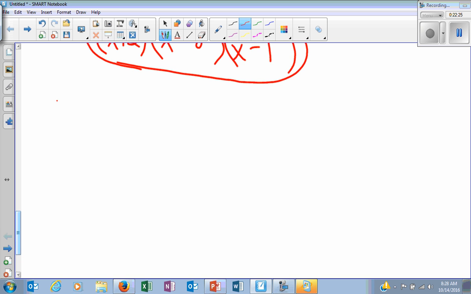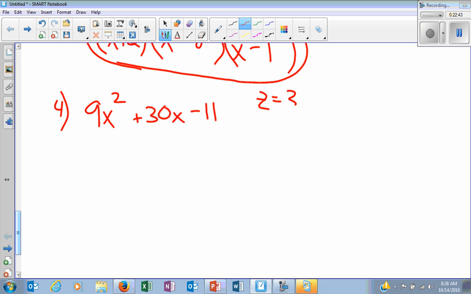Alright, now we're going to get a little quicker. Number 4, by chunking, 9x squared plus 30x minus 11. By chunking, I'm going to say that z equals 3x. So I'm going to rewrite this as z squared plus 10z minus 11.